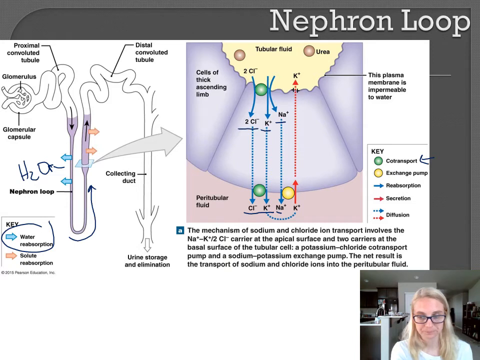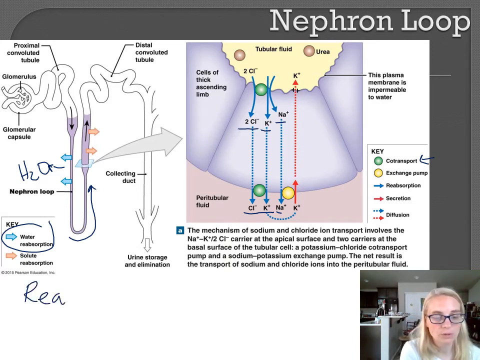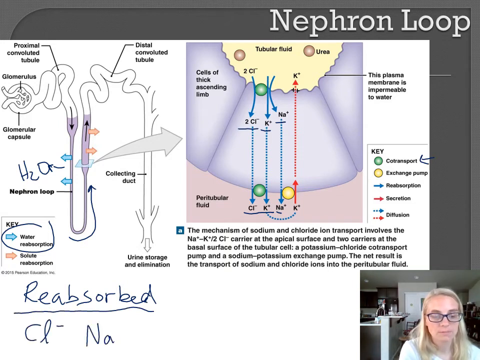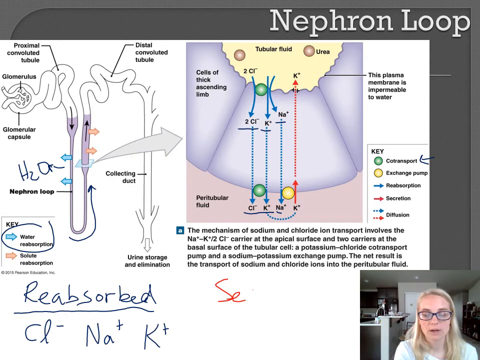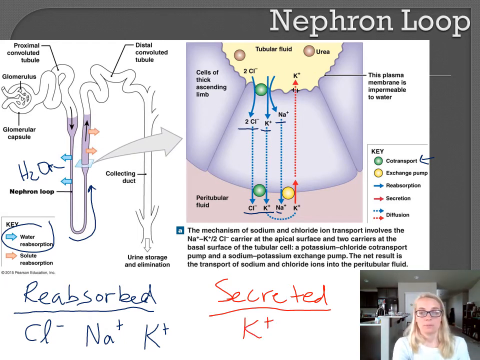Okay, so if we want to keep track of what is reabsorbed, kind of like what we did on the PCT, we have chlorine, we have sodium, and we have potassium. Okay, so that's what's reabsorbed. If we want to keep track of what's secreted, right, we have potassium because it's right here.